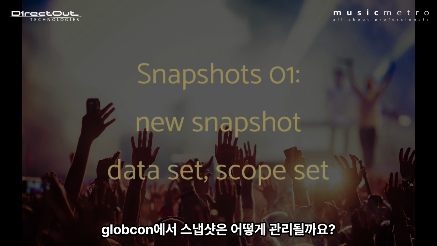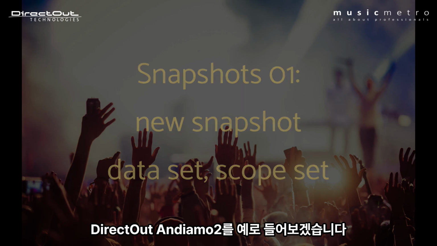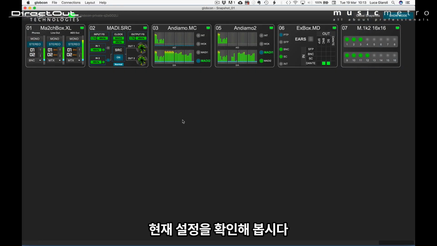How are snapshots managed in globcon? Let's have an example starting with a fairly simple device like the DirectOut Andiamo 2. Let's have a look at the current settings.